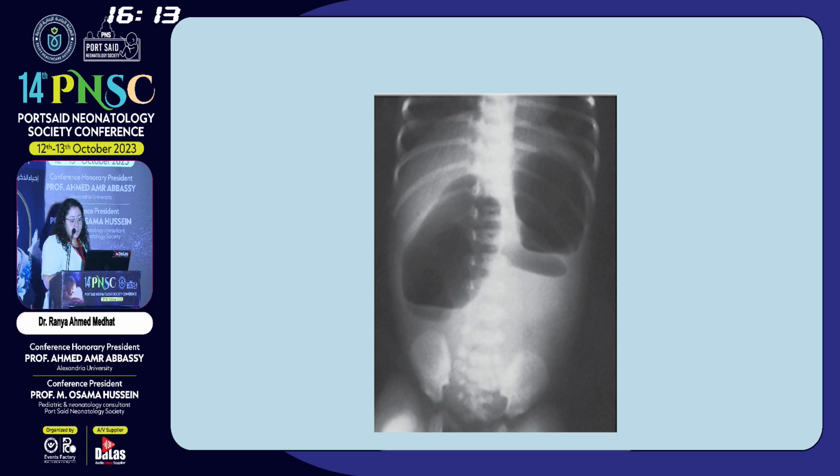Okay, if this is what my X-ray looks like, here what I can see is a dilatation of proximal bowel loops, also with no distal aeration, but it is multiple dilated proximal bowel loops. So most probably this is a jejunal atresia.